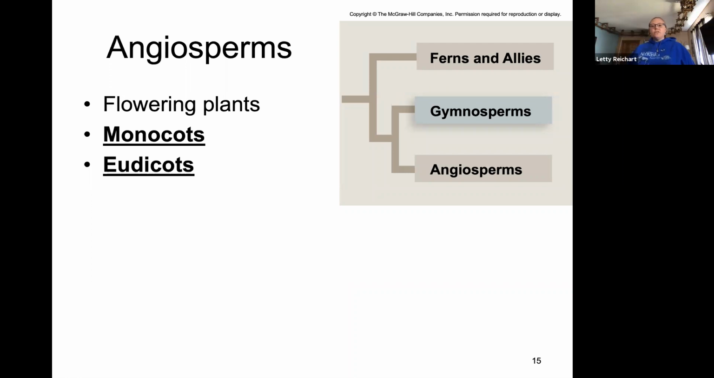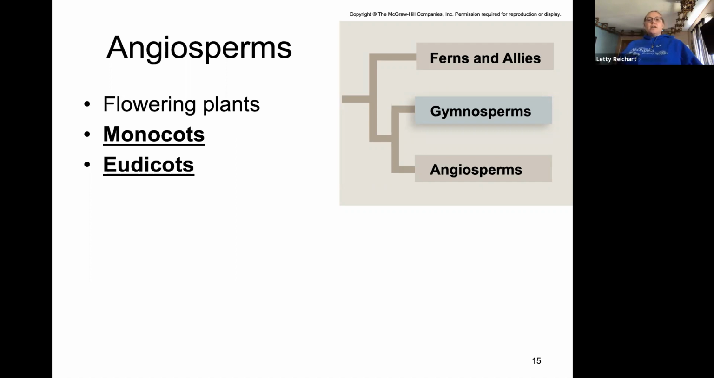We're going to continue the rest of our seed plant lecture. So now we're looking at these vascular plants that produce seeds. We're no longer looking at non-vascular plants, and we're no longer looking at plants that are producing spores as their reproductive structure. Okay, from now on, again, we're talking just about seeds.